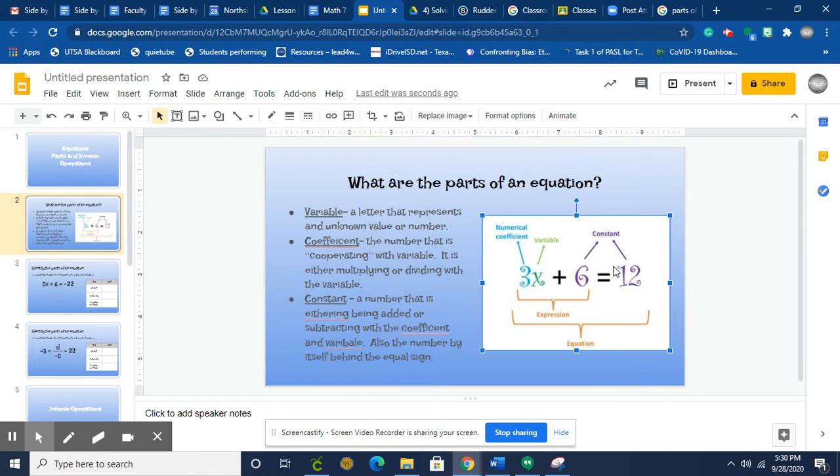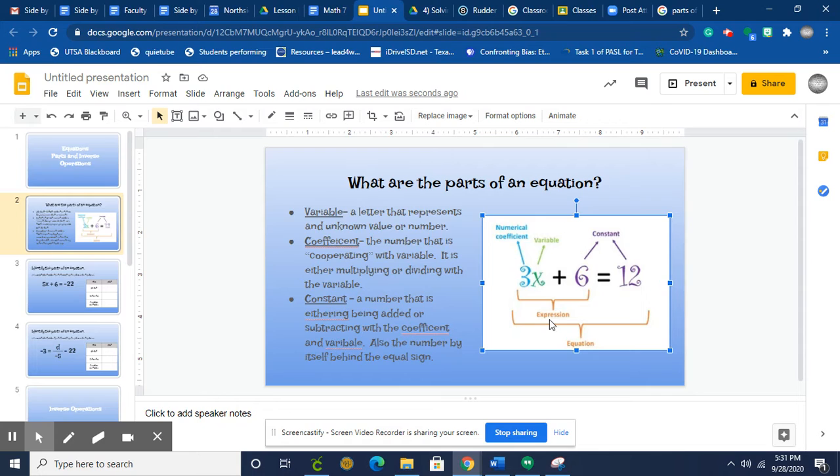And so we have some things that make up this equation. A variable is the letter. In this case, x is my letter, and that's going to be my variable. A variable could be the letter A, the letter C, the letter Y, the letter Z. Whatever letter you see in the equation is the variable for this equation. And that variable is a letter that represents an unknown value or number. Right? That's what we're looking for. What can I put in there for x that makes the equation true?